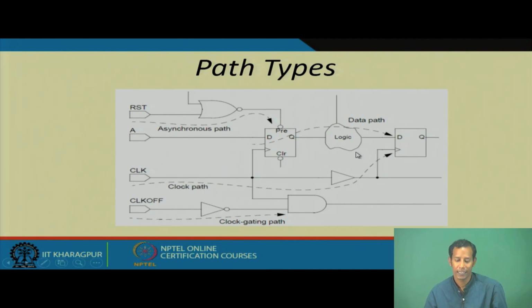And then what is the data path? Data path is the input from the flip flop 1 data input to the flip flop 2 data input. This is nothing but the data path, which means all the delays associated here are purely combinatorial.